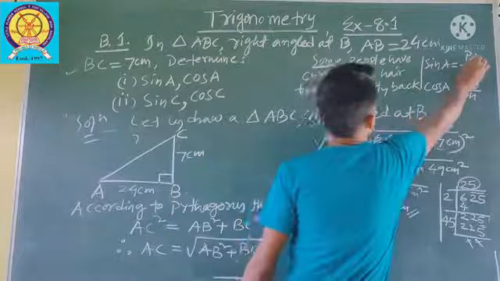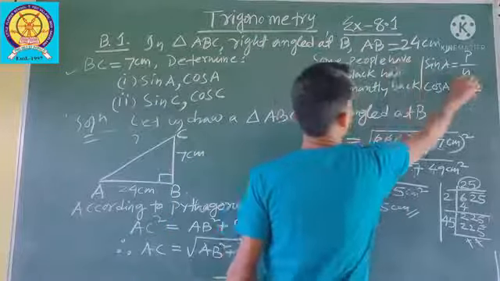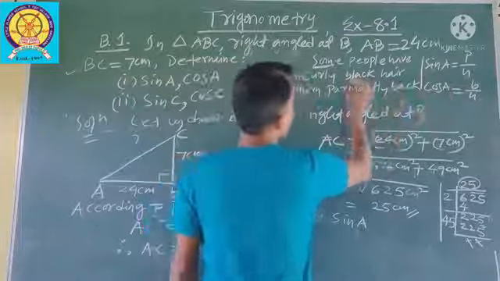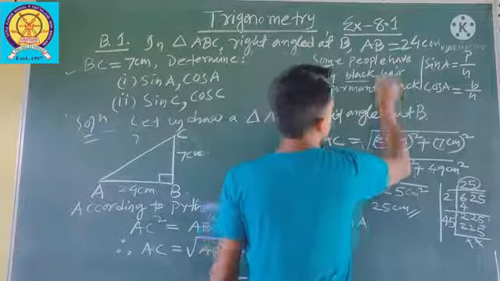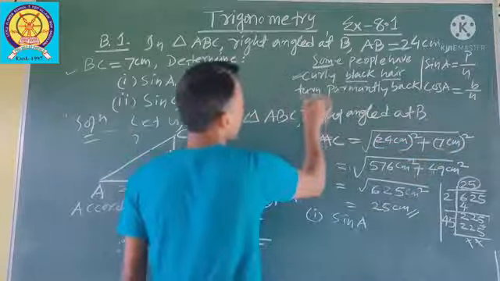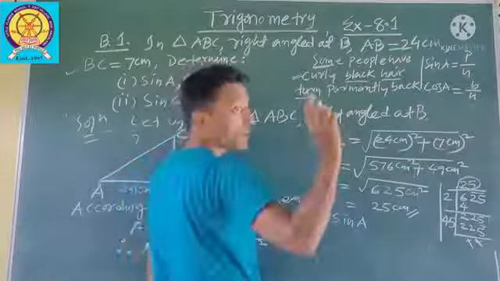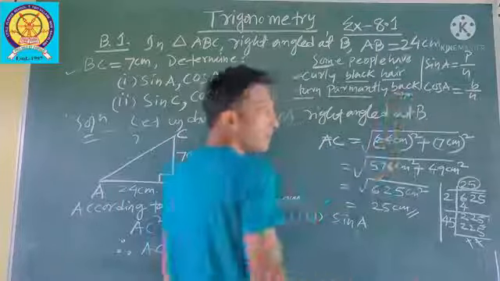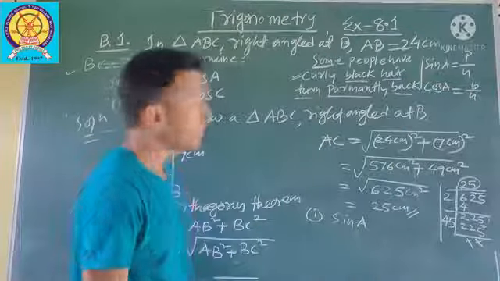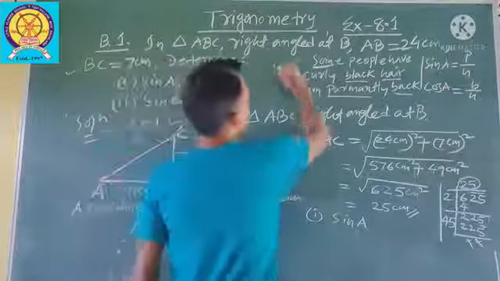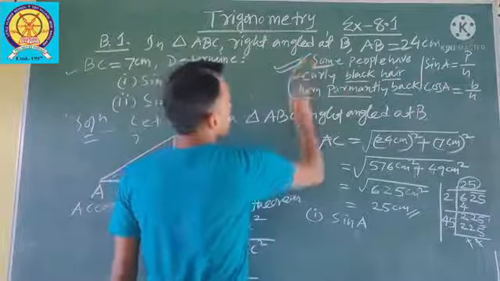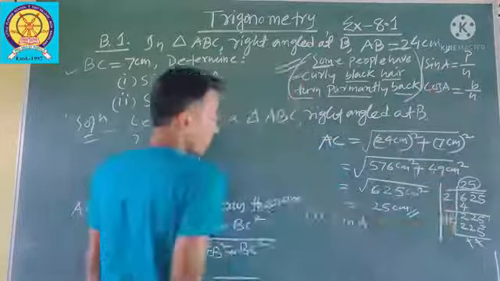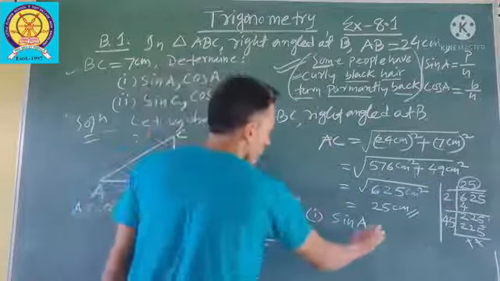The S in Some stands for sine, P in People for perpendicular, H in have for hypotenuse. Curly means cos, which is black hair, that means base by hypotenuse. Tan stands for turn permanently back, that means perpendicular by base. You always keep in mind this trick to find these ratios.